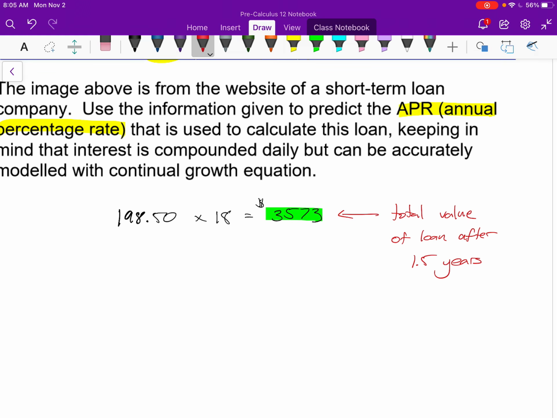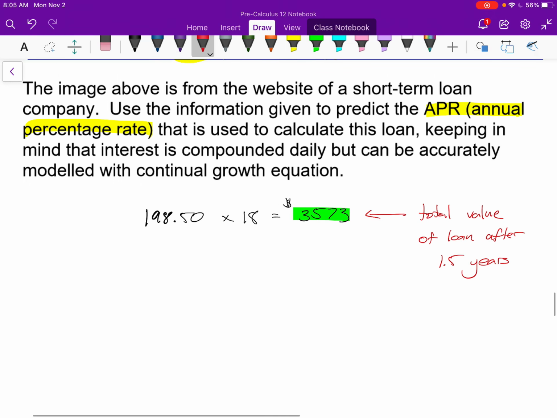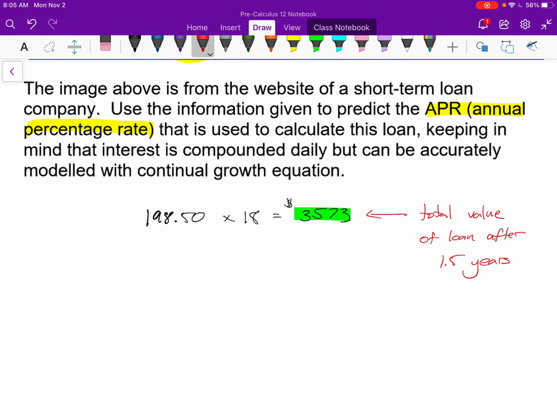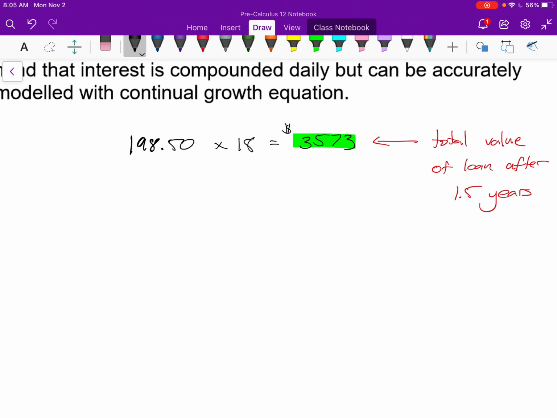And I'm thinking in years instead of months because, again, I want my interest rate to be the annual interest rate. That is the standard for all banks and loans and everything. Okay, so I can now go back to this, A equals A naught times e to the power of RT. And I know the final amount of this loan is $3,573. I do know the initial amount was $2,000.